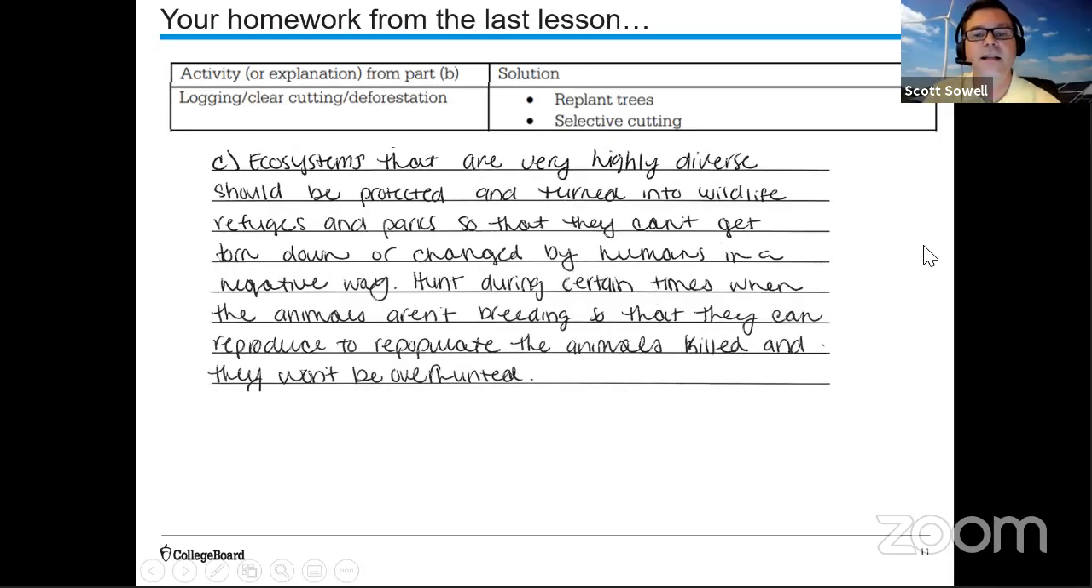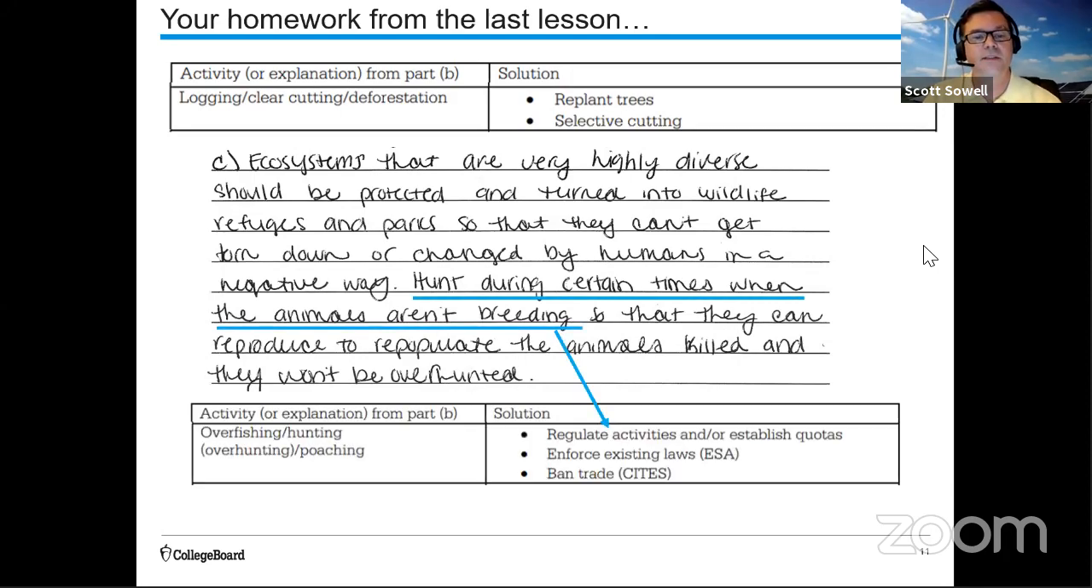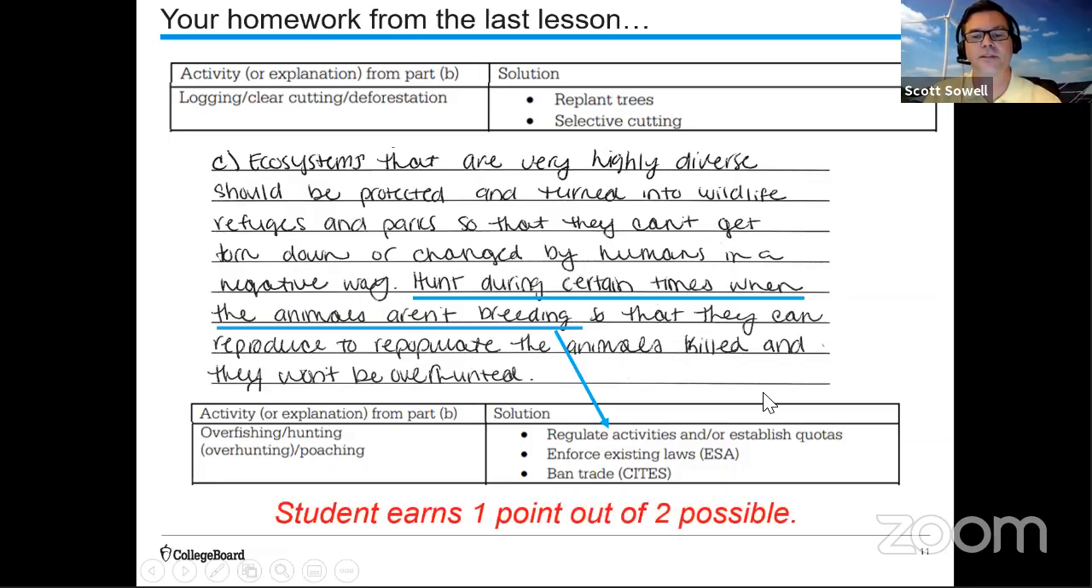The second part says hunt during certain times when the animals aren't breeding so they can reproduce to repopulate the animals killed and they won't be overhunted. Here we get the point for talking about how to regulate that hunting. So the person gets 1 point out of 2 because they didn't do the part on trees, on cutting.